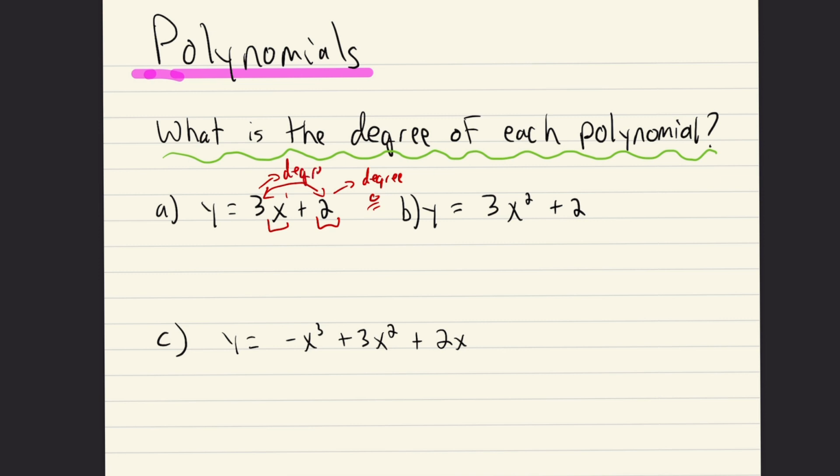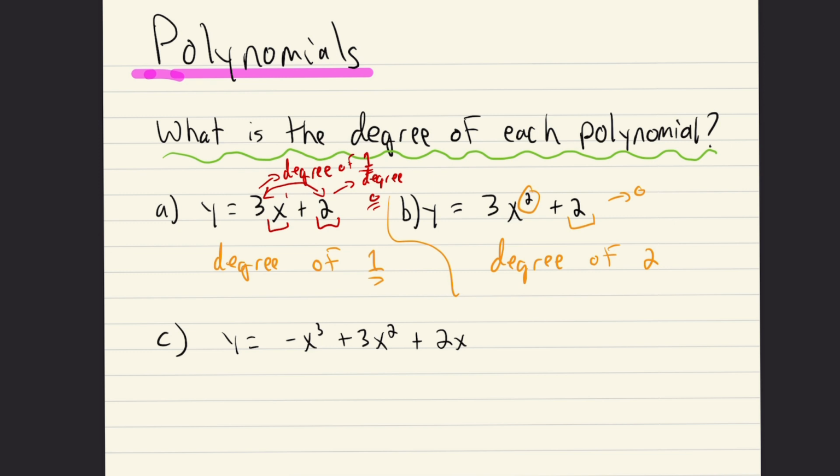So although each term has a different degree, we look at the highest degree of all the terms in a polynomial, and that's the degree that we assign to the entire polynomial. In this case, we're going to say that this has a degree of 1. And the same is going to be true for the rest of them. So for example, this one has 0 degree, this one has a degree of 2. So we're going to write that this polynomial, y is equal to 3x squared plus 2, is to the degree of 2, or the second degree.